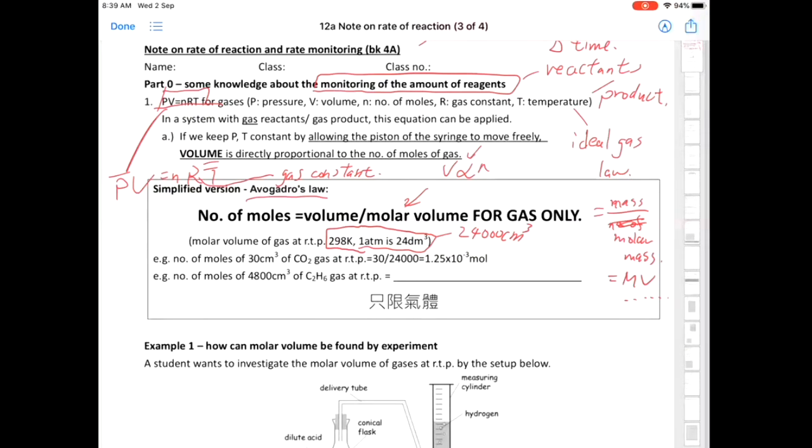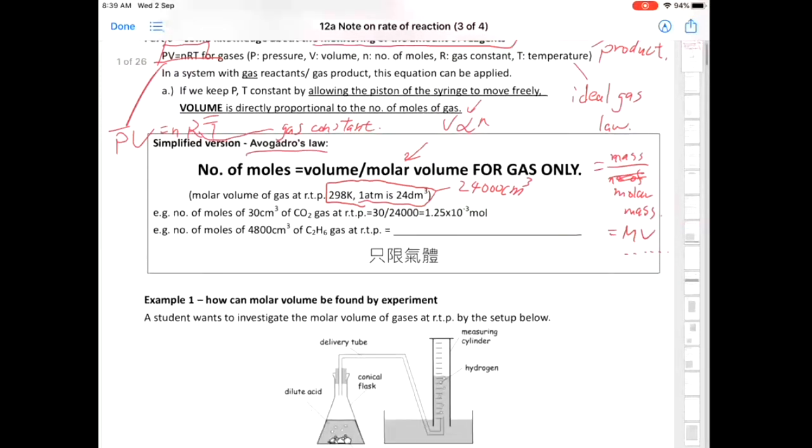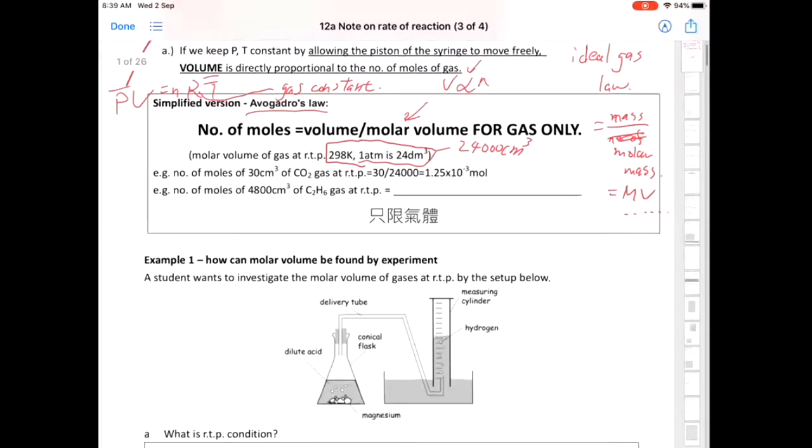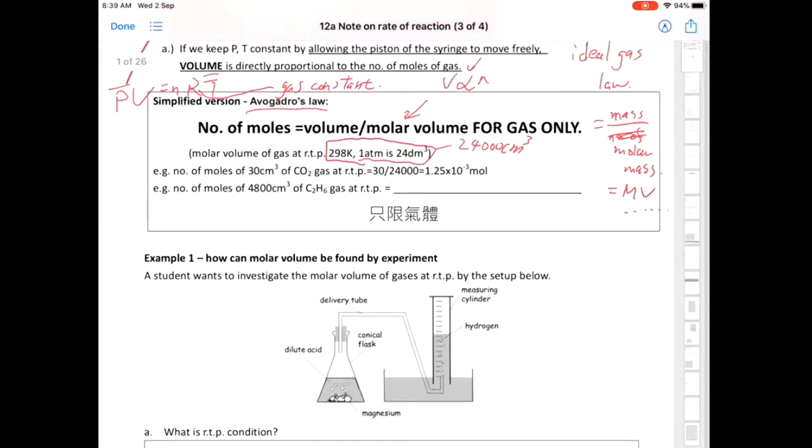Occupy the volume of this value. Oh, and for the calculation of this part, it's just very easy, putting those numbers into the equation and then you can get the answer. And for example 1, for this 30 cm cube of CO2, and this should be the volume data. And then because now you are using cm cube as the unit, when you are applying the equation, for the molar volume of it, we have to use this 24000 cm cube.